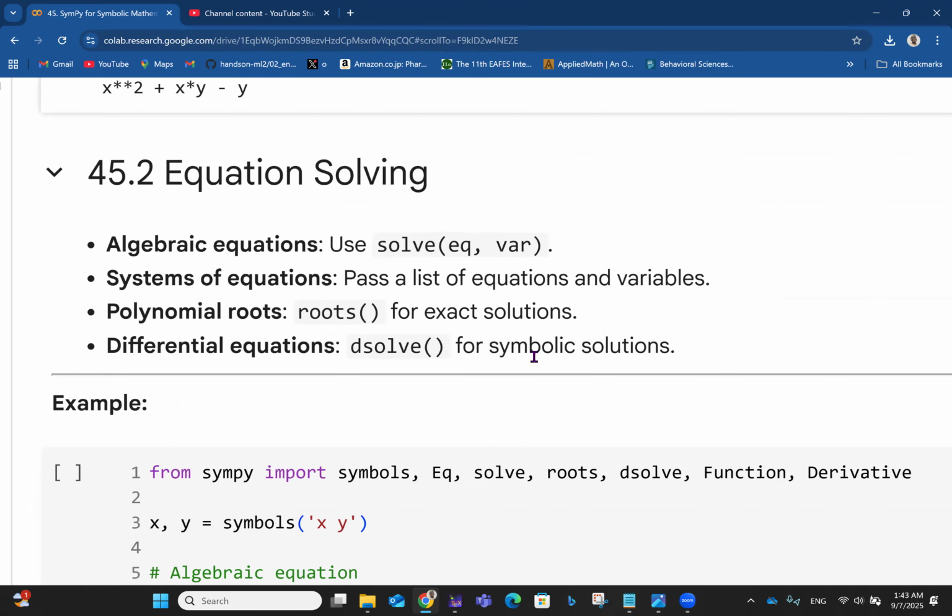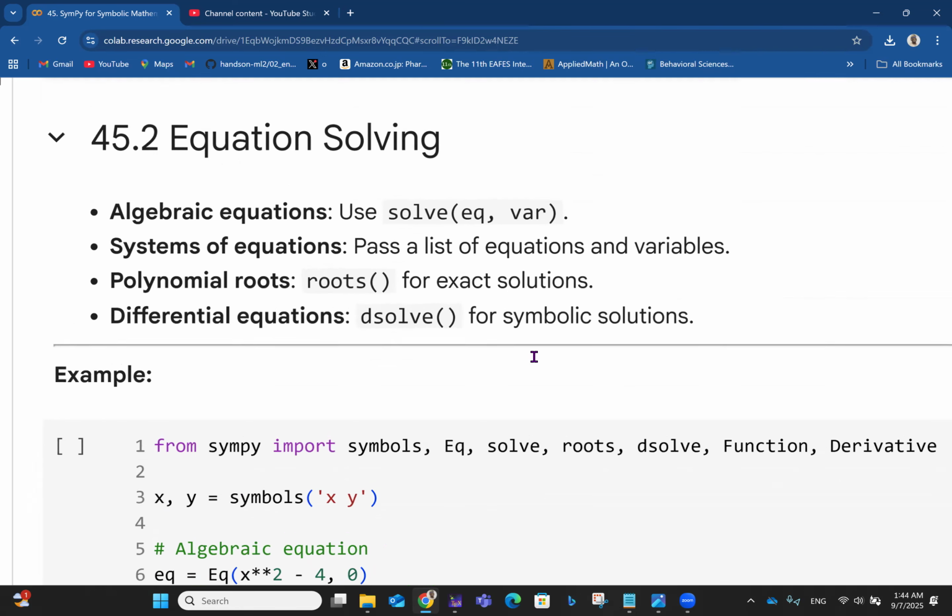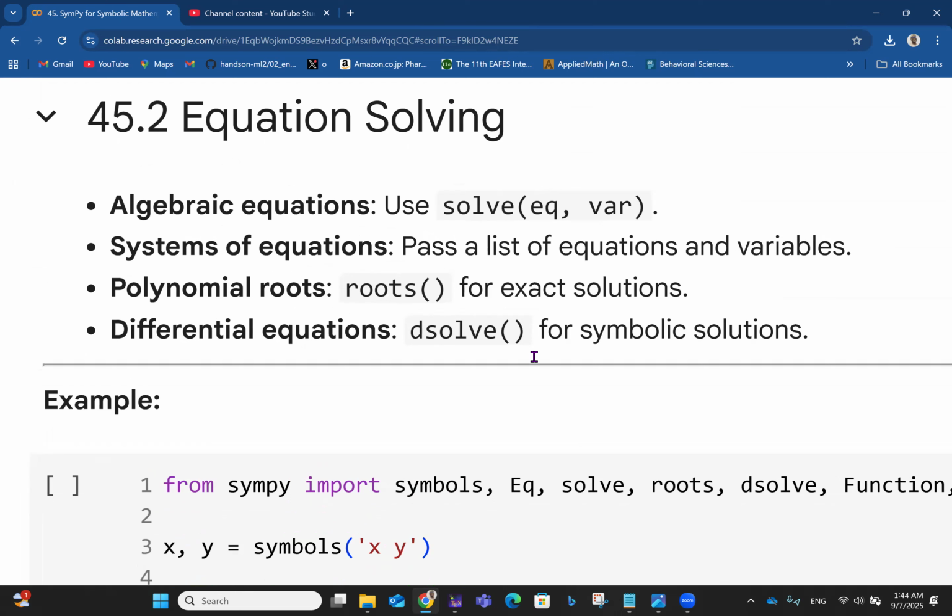So you can use symbolic Python, SymPy, for equation solving, like algebraic equations where you use solve and you put the equation and the variable with respect to which you're solving it. Then you have systems of equations where you pass a list of equations and variables.